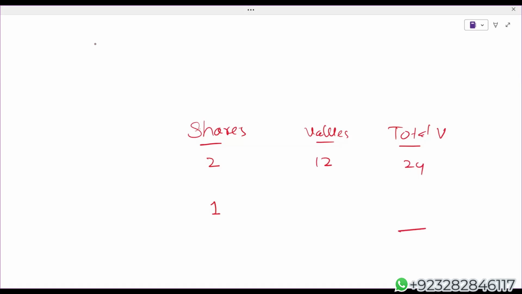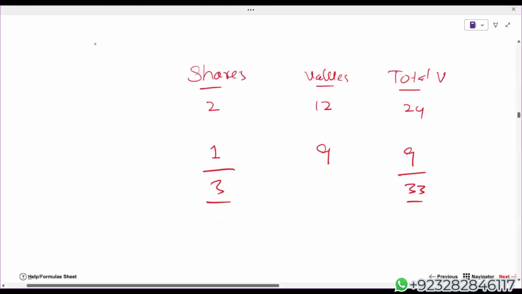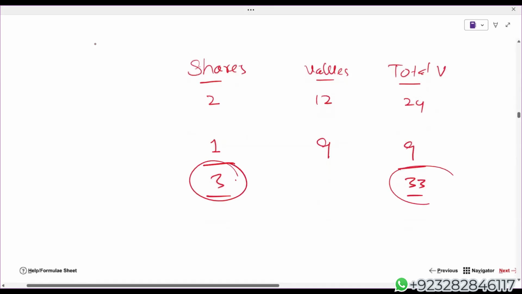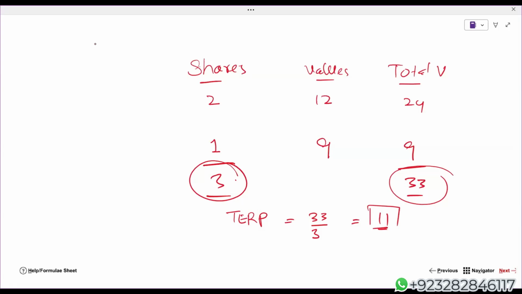Assuming the rights issue price is 9, so 24 plus 9, I'll get 33. So we can say that 3 shares will have a total value of 33. How to calculate the value of one share? TERP, theoretical ex-rights price, means the share price after the rights issue. That will be 11.